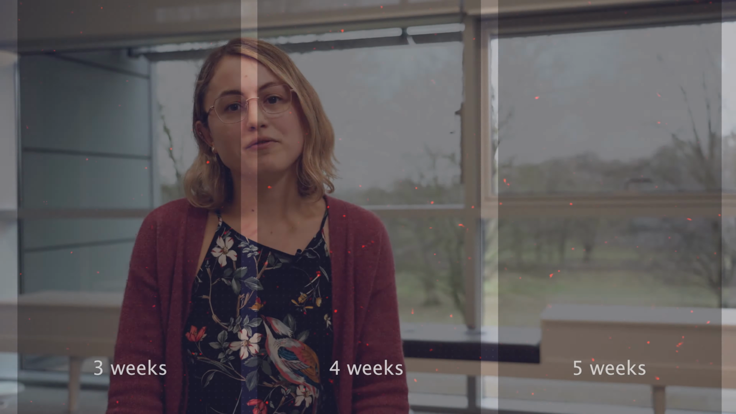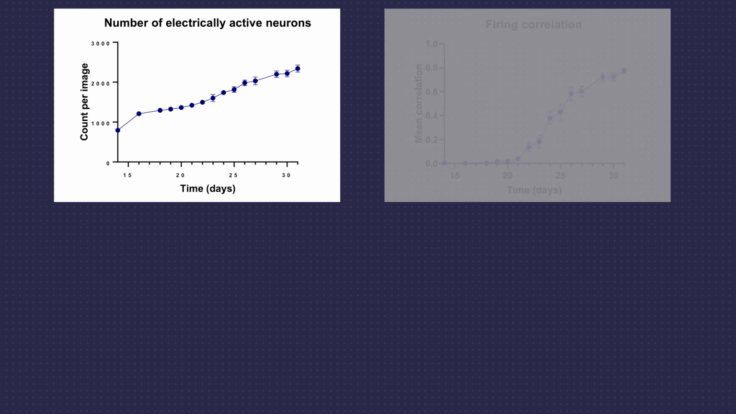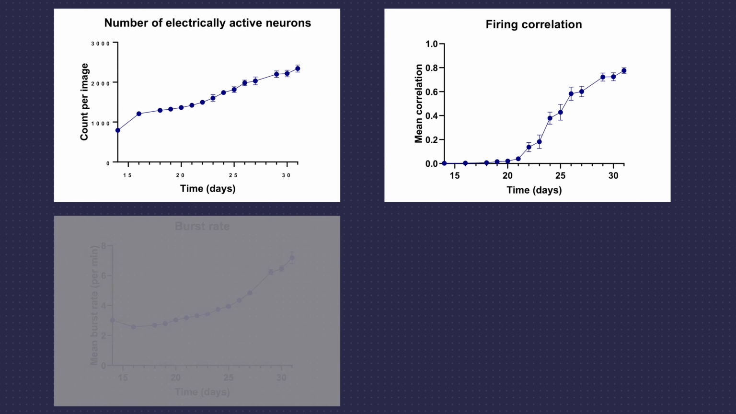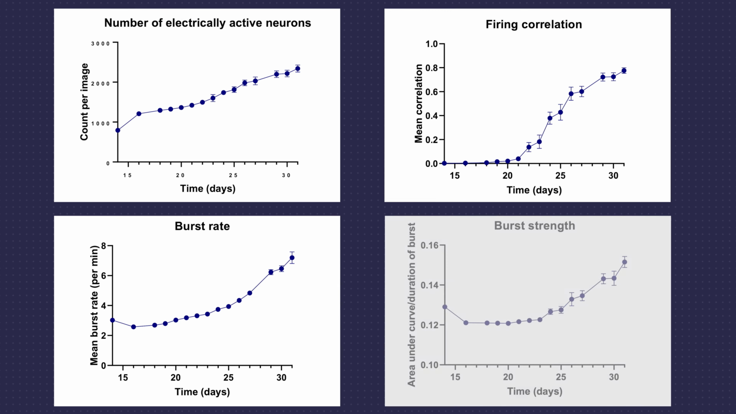We're able to record various outputs from this system, such as the number of electrically active neurons in the image, the correlation of firing, the burst rate and the burst strength. We can use this to measure the effects of drugs on how neuronal networks form over time, as well as their electrical properties in vitro in a human model.